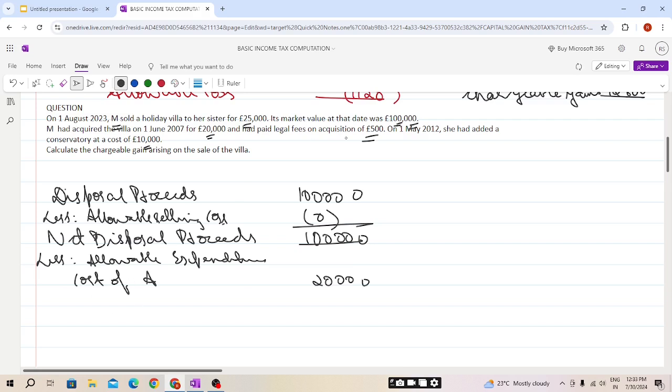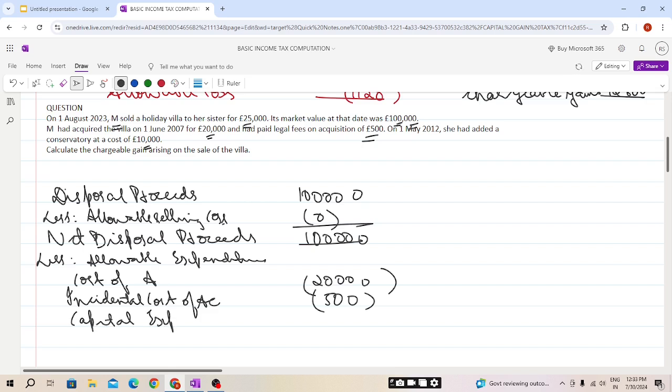Then the incidental cost of acquisition. The additional cost which we incurred for the purchase was 500. Then students, we will less any capital expenditure. As it is mentioned, she had added a conservatory at a cost of 10,000 pounds.